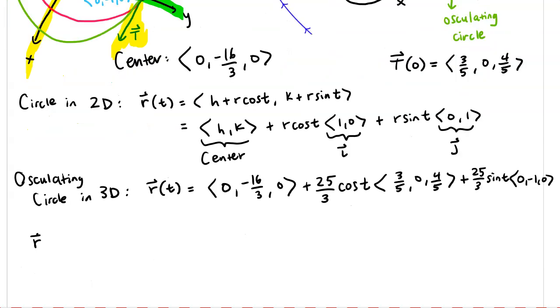Let's clean this up and put it into a single vector equation, or a single vector. So let's add the x components first. Here we have 0. If I distribute this term into the first component, that would also be 0. And then that means that I just need to multiply 25 thirds cosine t times 3/5. That is going to be 5 cosine of t. And then let's add the next component. So I'm going to have negative 16 over 3 plus 0, and then minus 25 thirds sine of t.